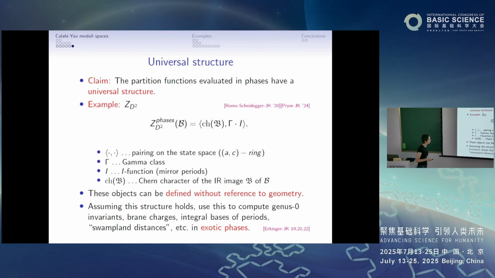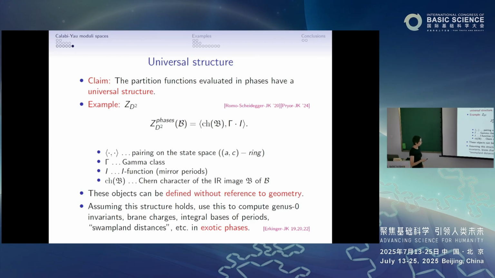So the claim first started in Landau-Ginzburg models, but we believe it's true much more generally, that the partition functions evaluated in the phases should have some sort of a universal structure. So that was in a paper with Mauricio and Emmanuel, and then in some follow-up papers with my students. So for instance, if we take the hemisphere partition function, which depends on the B-brane in the GLSM, and we evaluate it in any phase, our claim is that we can write it in terms of objects that we should in principle be able to define in any of the phases.